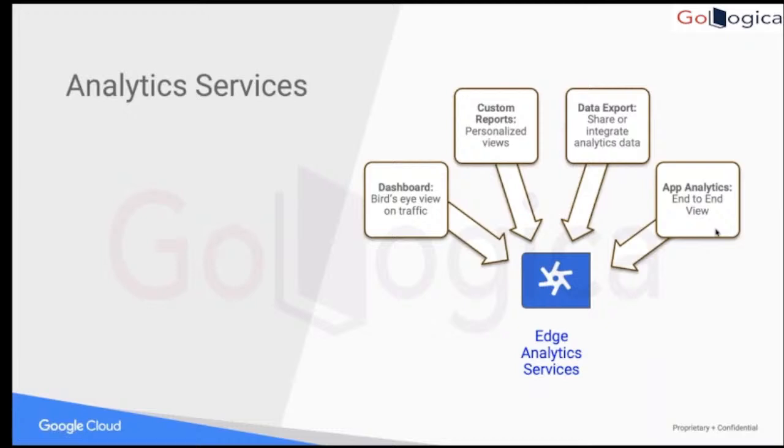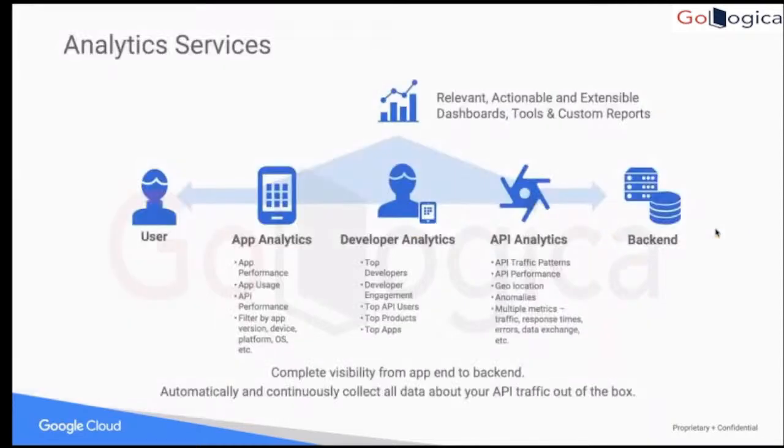What is coming from the app, what is going to the back end, and what is coming from the back end, and all those stuff. So you can see this. This is just a bit more detail. From app analytics, you can see app performance, app usage, how it is getting used, API performance. You can filter by app, by device, platform, operating system, all those stuff. You can do a lot of filtering.